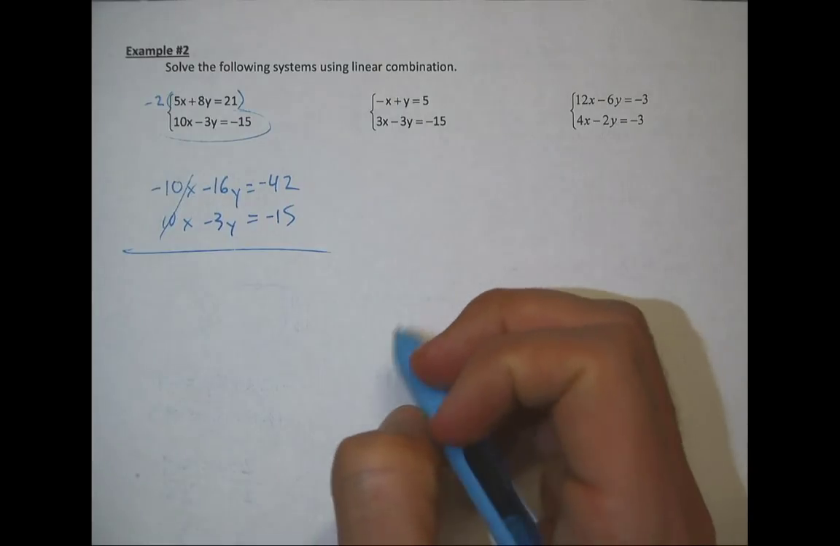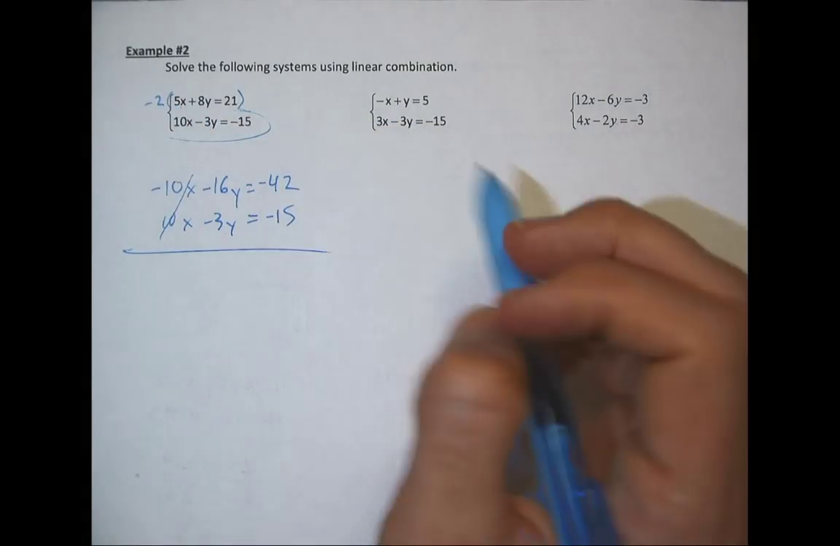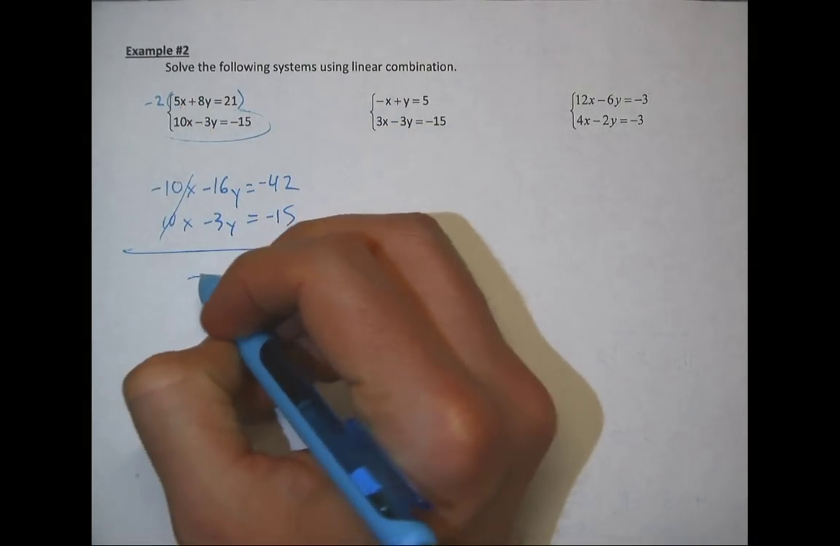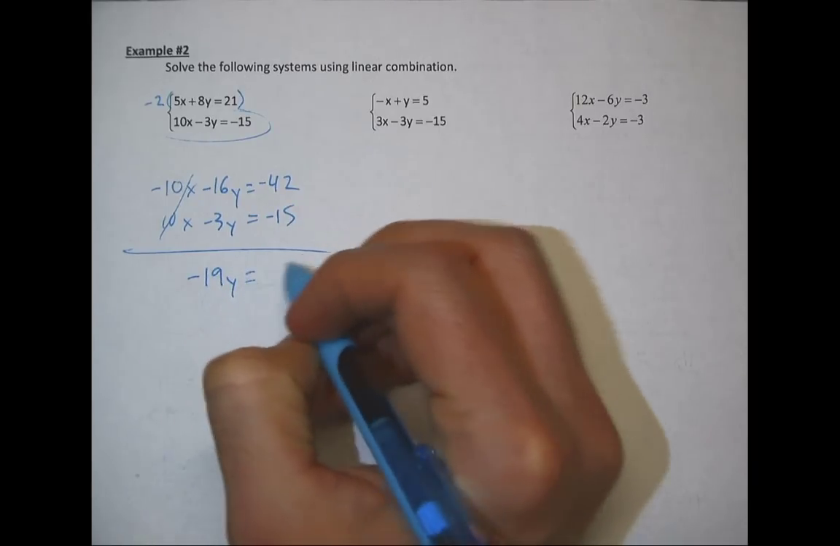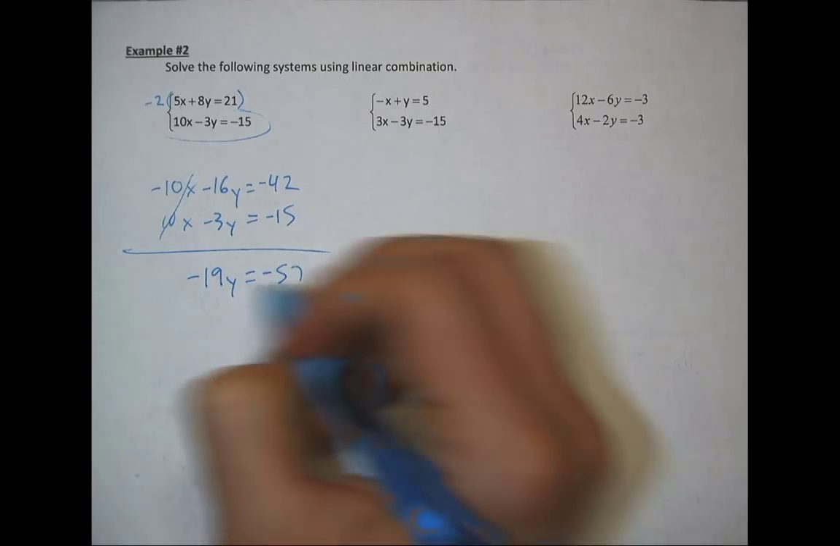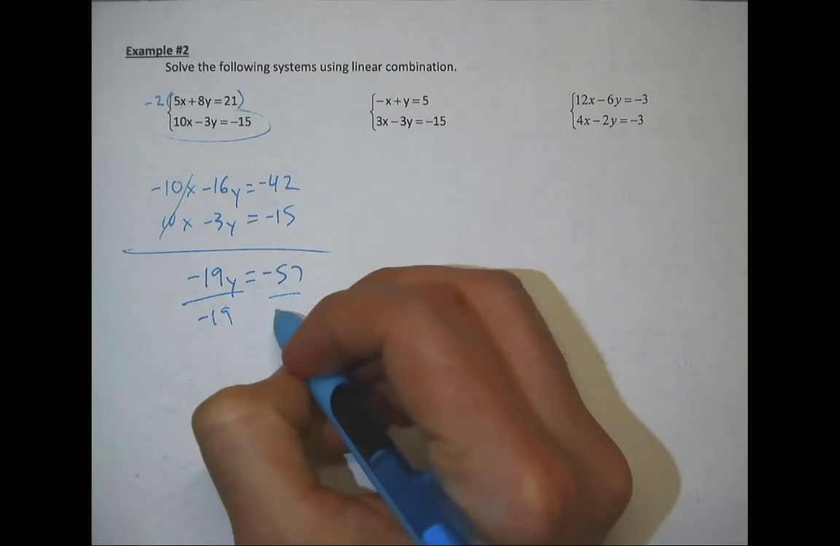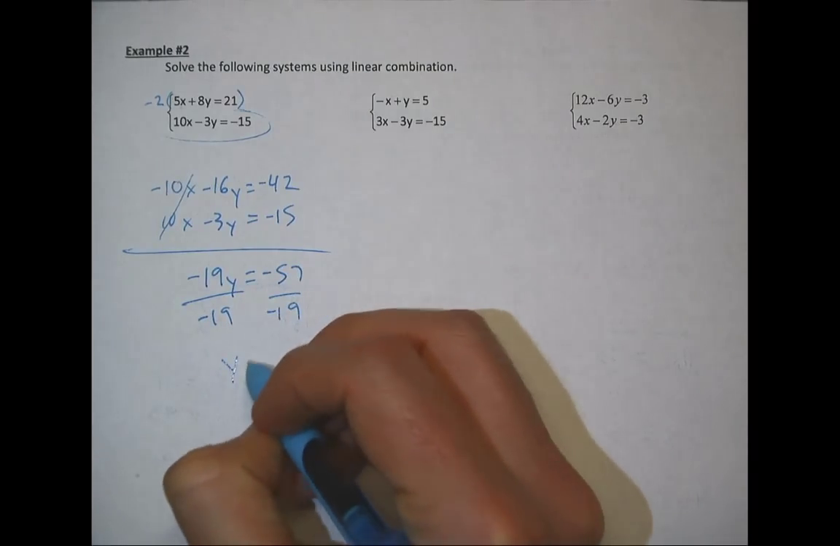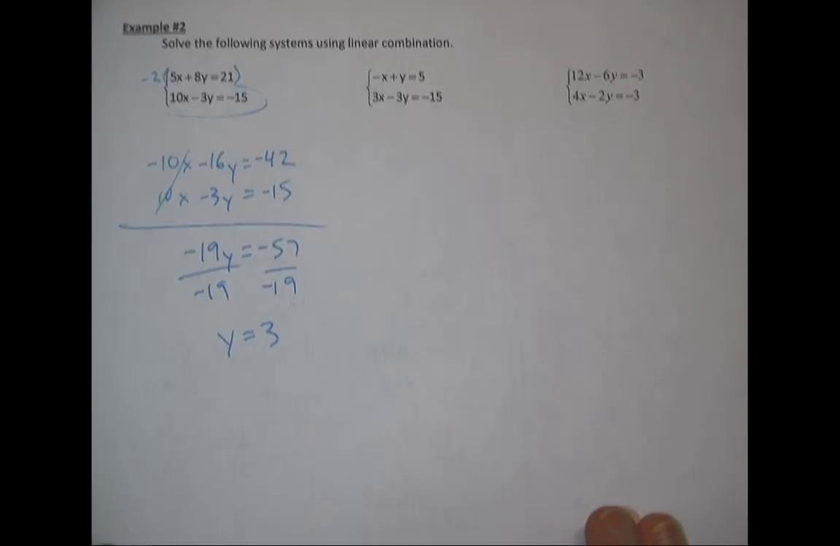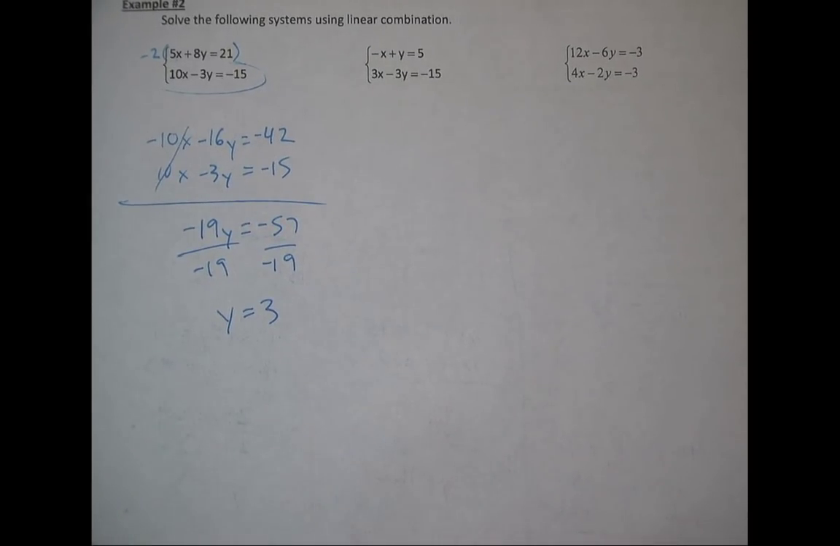So the negative 10 and the positive 10 go away. That's why I multiplied by negative 2. I'm going to get negative 19y, negative 57 here, and that will divide nicely, and y is 3. So I just wanted to show you that you don't always have to multiply both. Okay, you decide how you want to do it.